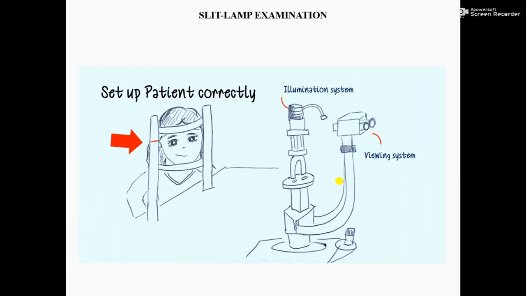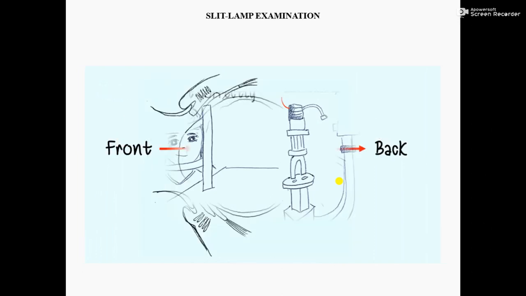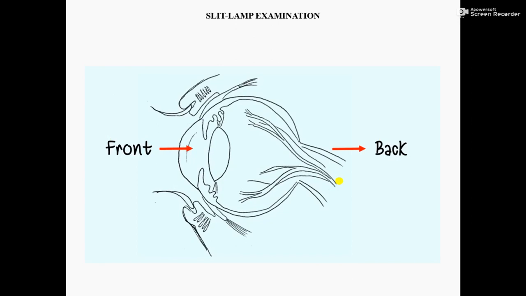Now, viewing system. The second prerequisite for a slit lamp is the viewing system that provides a clear image of the eye and has sufficient magnification for the practitioner to view all structures of the eye. Next, by slit lamp we will check the anterior part of the eye and the posterior part of the eye.